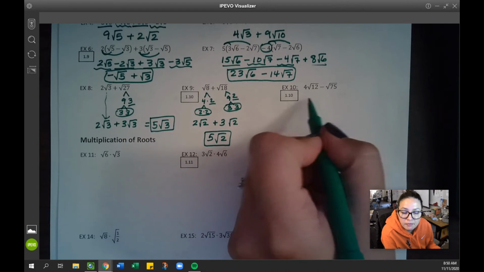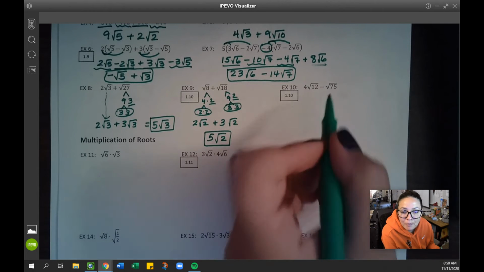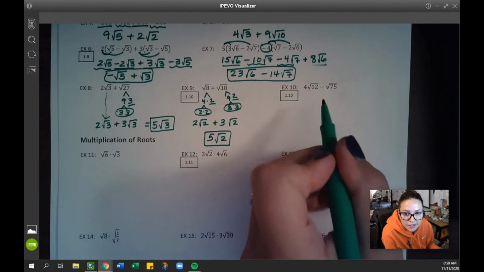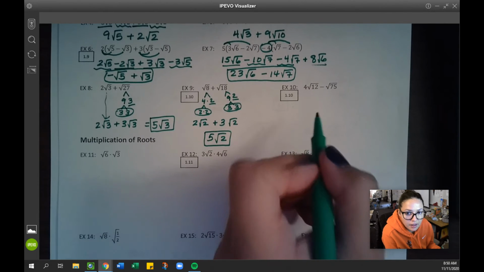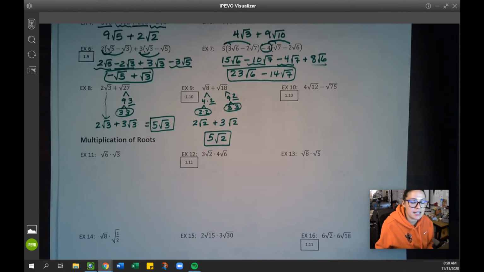Example 10. It's the same idea, and I would like you to try doing example 10 on your own. So pause the video and give this one a try and check back to see how you did.